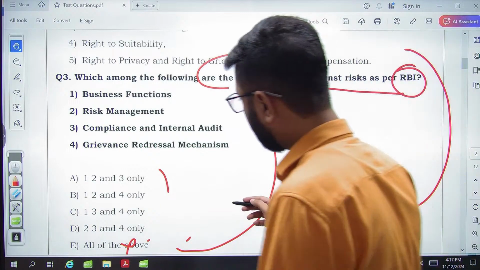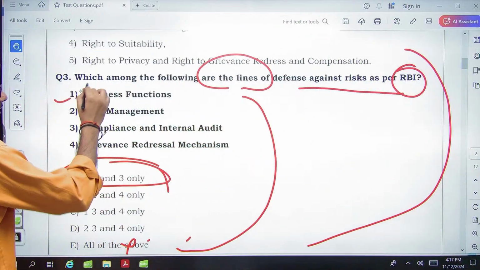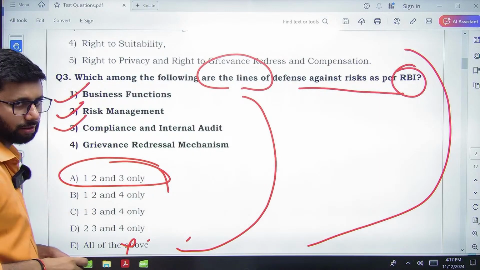Yes, sir. Correct. A is the correct answer. 1, 2, 3: business functions, risk management, compliance and internal audit. This is what I told you earlier.